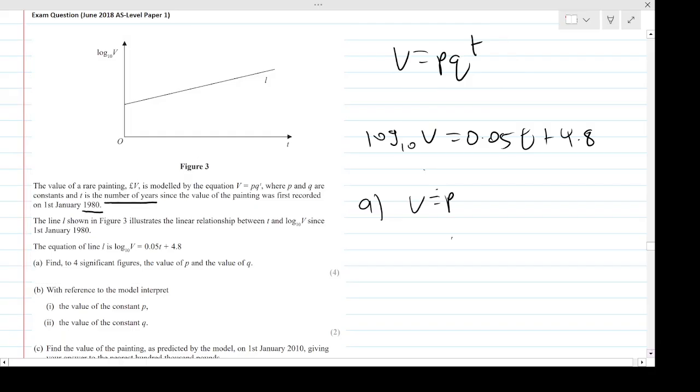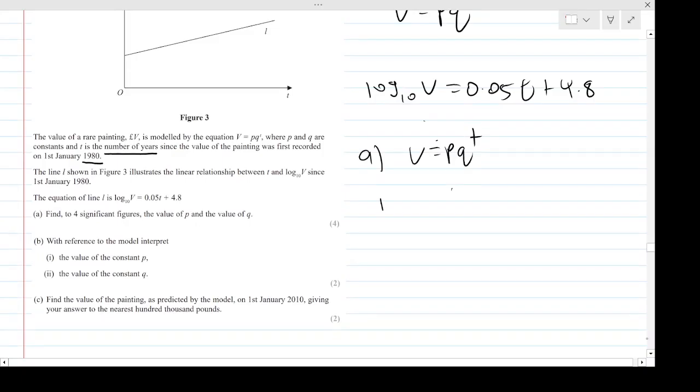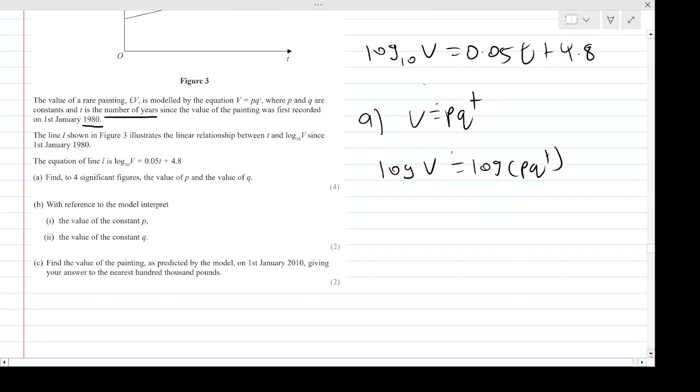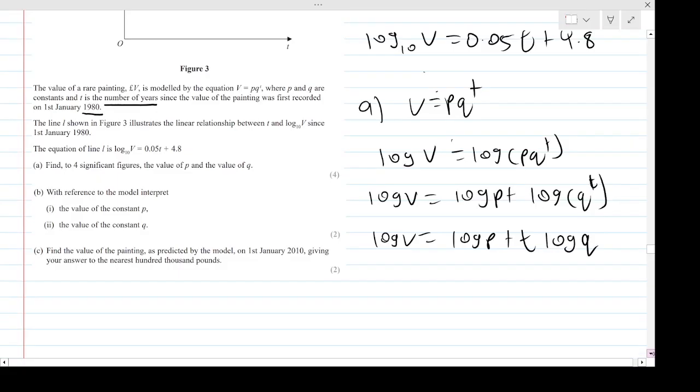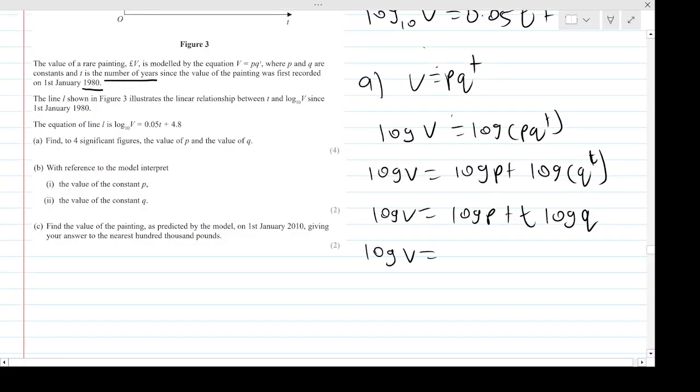So I'm going to take logs. V is PQ to the T. If I take logs of that, then log V, which again is log 10, right? Log V is log of PQ to the T. Take logs of both sides. Then I can split up the log to say that log V is log P add log Q to the T. And then I can bring the T as a power to the front of the log. So log V is log P add T log Q. And if I rearrange slightly, log V is T log Q add log P.